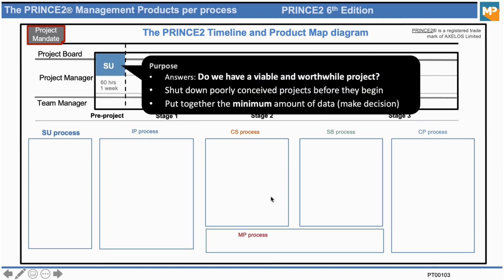So the purpose of this, let's say, first step, it's called a pre-project step, is to answer the question, do we have a viable or worthwhile project? So if we do, great, maybe this project can continue. And if not, shut it down because we're investing bad money in this idea for now. So we want to see if it's a good idea or not, and then put together the minimum amount of data into a small document so that someone can make a decision if the project should continue or not.